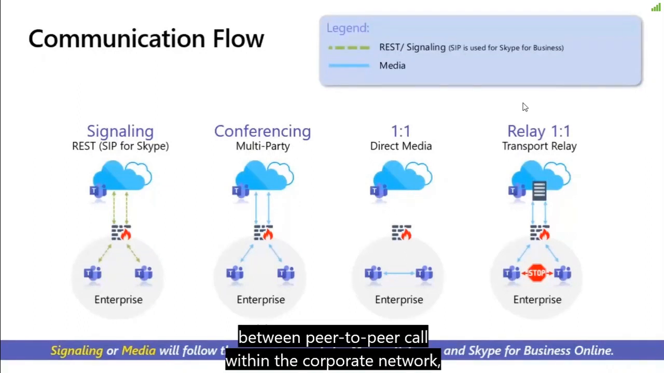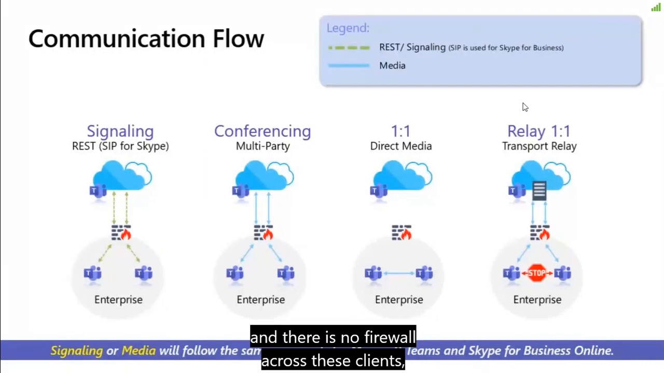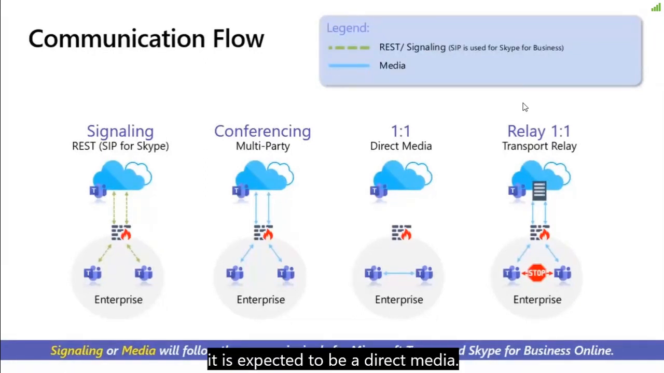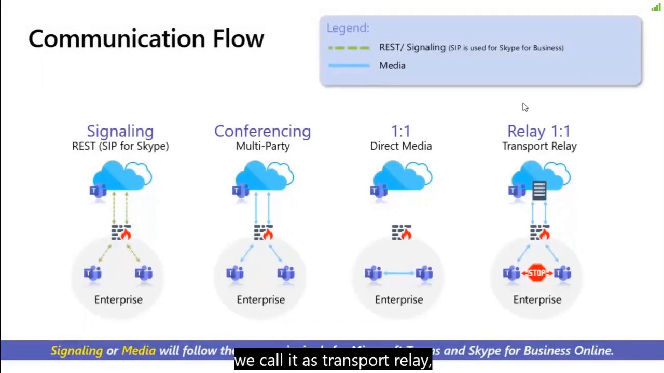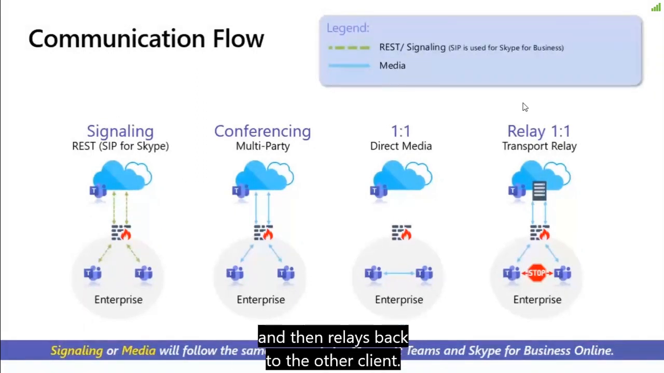When it's media between a peer-to-peer call within the corporate network and there is no firewall across these clients, it is expected to be direct media. We call it a peer-to-peer call. The same peer-to-peer call, if blocked, or if it is between two different branches or two different subnets blocked by a firewall, that media will also take the route via your firewall and then go to the backend of O365, which we call a transport relay, and then relay back to the other client.